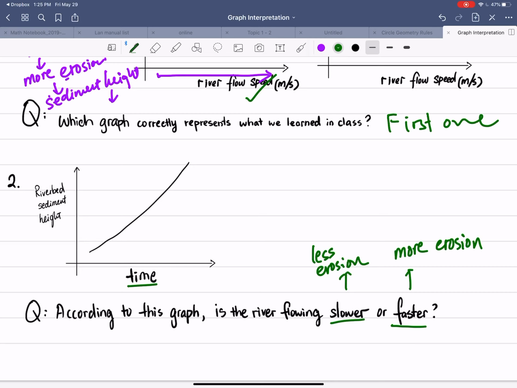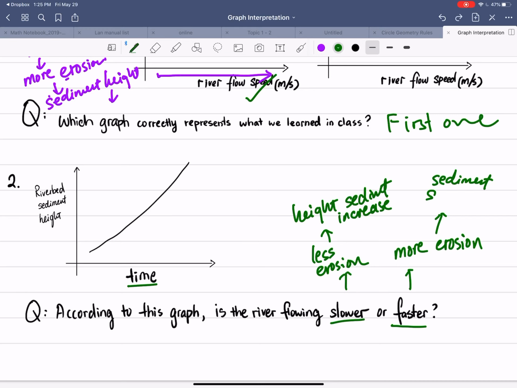So that means the height of sediment increases because the sand has time to settle down and pile up. Here, if there's more erosion, that means the sediment height is decreasing because it's worn away.